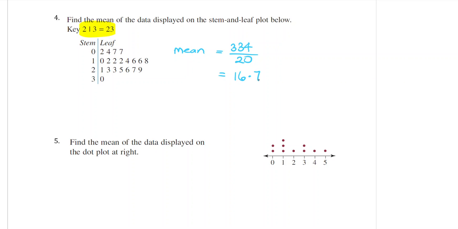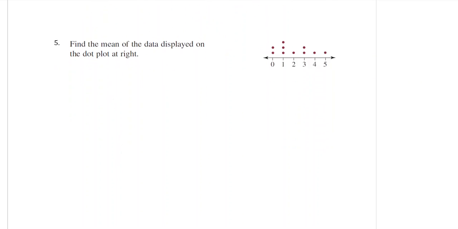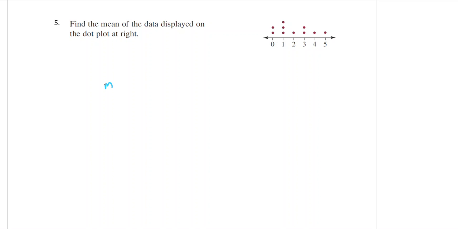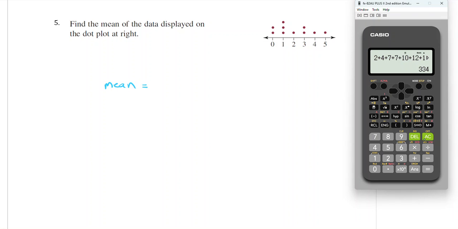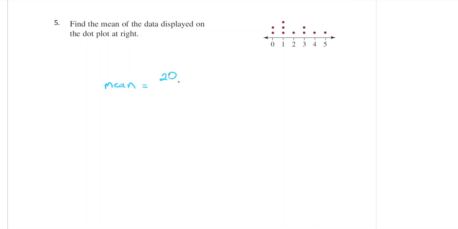Very good. Okay, so now we're going to do it from a dot plot. So there's a dot for each score. So again, we get our calculators out and we're going to start adding things up. So we're going to start with 0. We have 0 plus 0, plus 1 plus 1 plus 1, plus 2, plus 3 plus 3, plus 4 plus 5 equals 20. So you've got 20 over, how many scores are there?